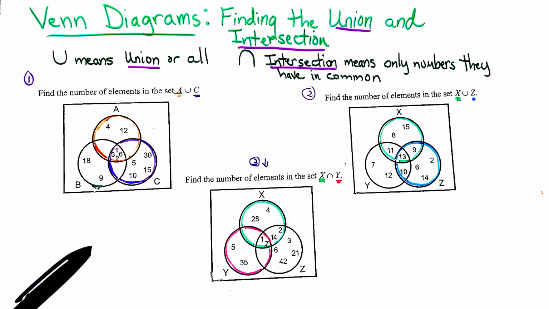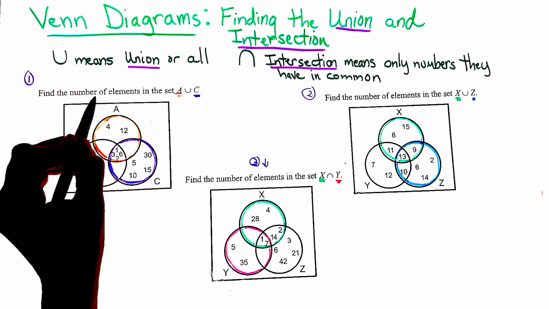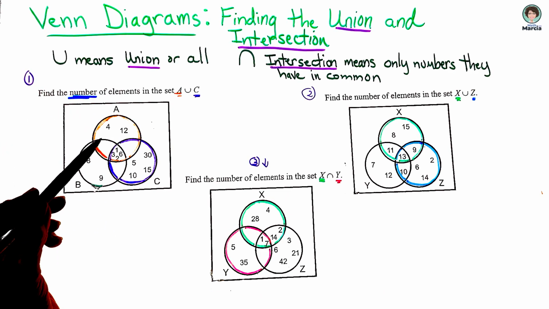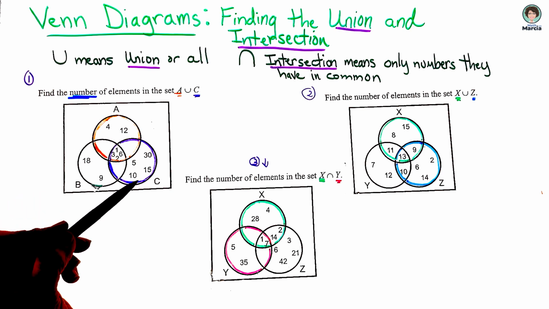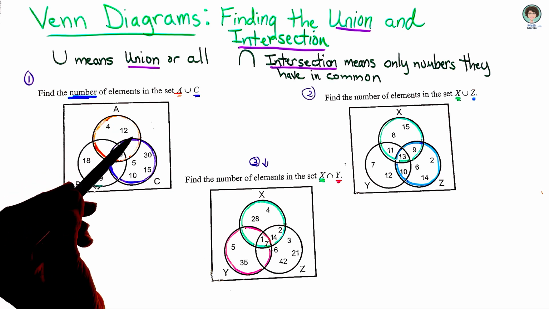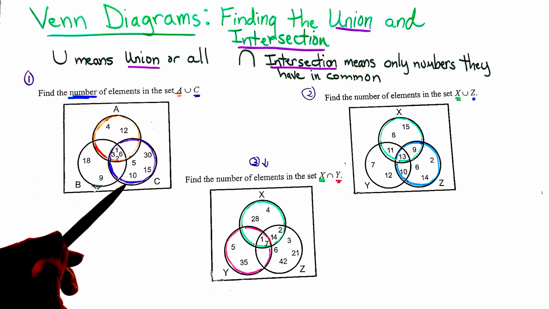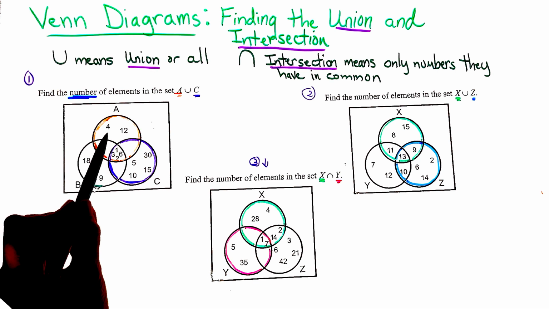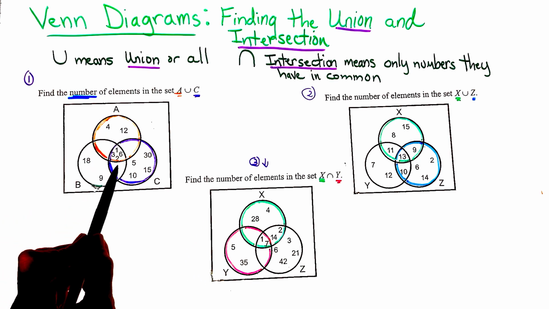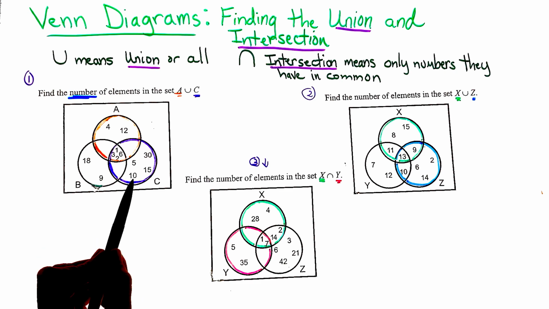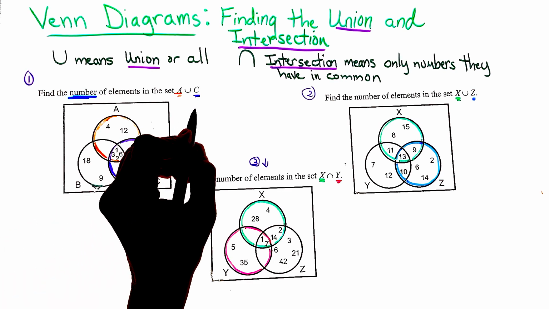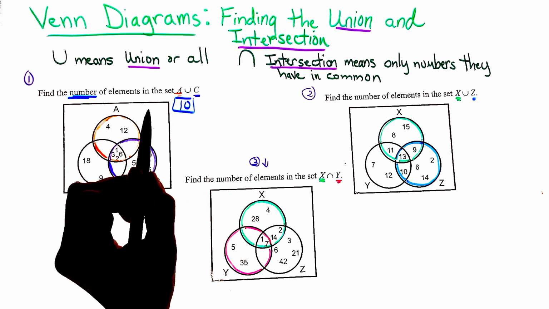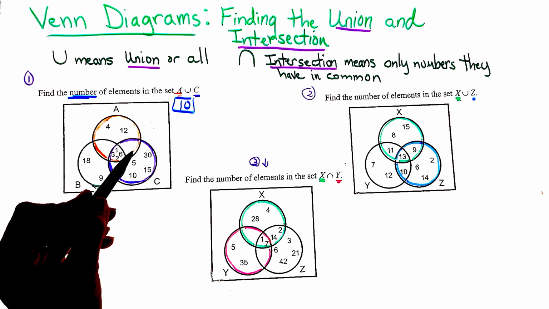So if we wanted to know how many elements are in A uniting with C, we are going to go ahead and consider all of these numbers. We will not count this overlap twice. So it's 1, 2, 3, 4, 5, 6, 7, 8, 9, 10. So for this answer, there are 10 elements, and elements are the numbers.